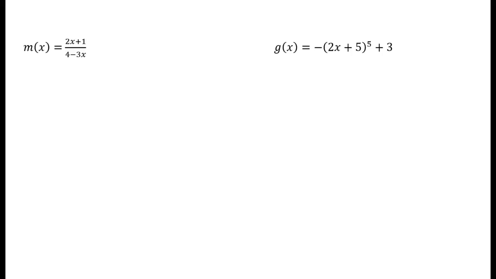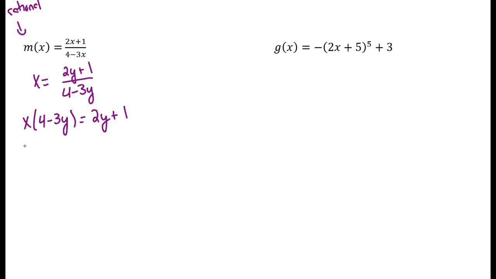m of x. Notice m of x is a rational function. It's a rational function because it's a fraction. It's a fraction, which means we need to be very careful with these because it has that weird process of cross-multiplying and getting our y's on one side, which we'll see. So we'll switch x and y and solve for y. So we're going to cross-multiply or multiply both sides by 4 minus 3y. We distribute that x in.